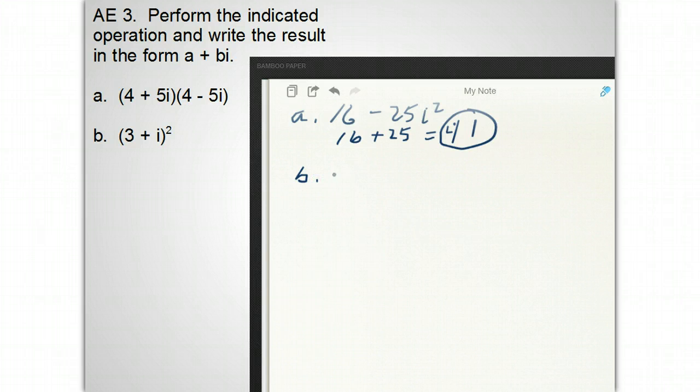B is a binomial that's squared, so we're going to recognize that a binomial squared is a trinomial. So remember, trinomial is 3 terms. We square the first, is 9. We double the product of 3 and i, that would be plus 6i. And we square the second term, plus i squared. Of course, that right there is -1, so I'm just going to write that now. 9 minus 1 plus 6i would be 8 plus 6i. And that's our special product.